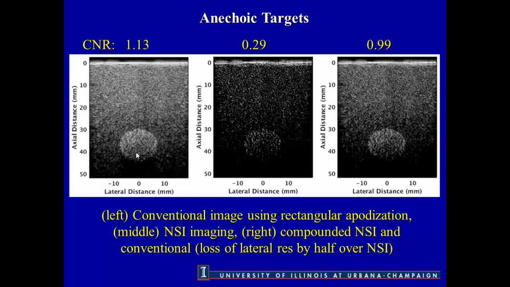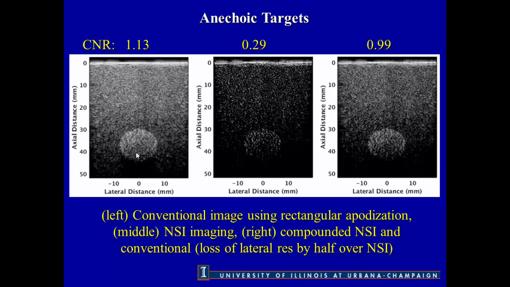That should say hyperechoic target. So we look at hyperechoic targets. Here's the rectangular apodization. Here's our NSI again. And again, you've got this large variance in your speckle. The mean values may be the same, but it's more difficult to make this out. We've lost contrast pretty significantly using the NSI technique.